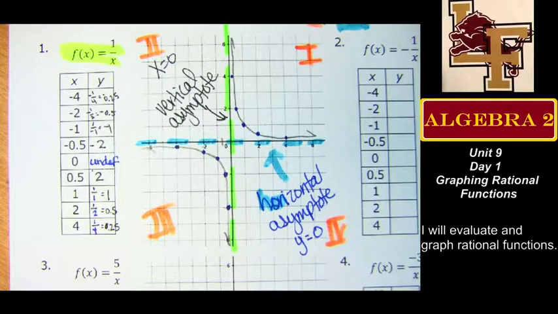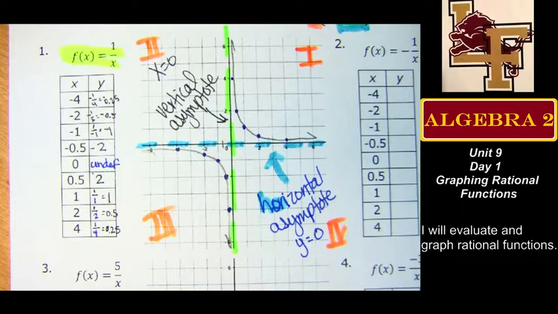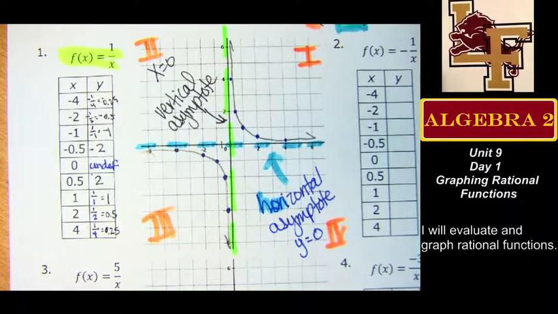They both have asymptotes, vertical and horizontal. Okay, this function has both vertical and horizontal asymptotes.